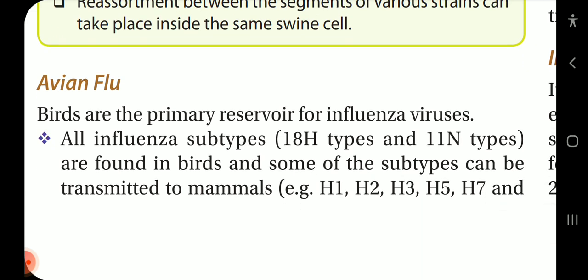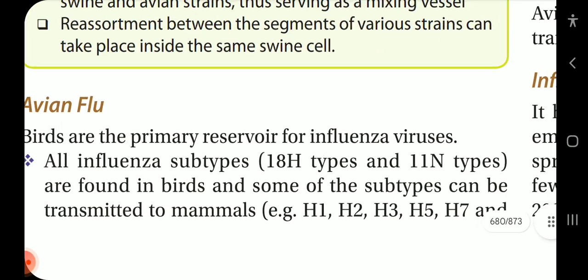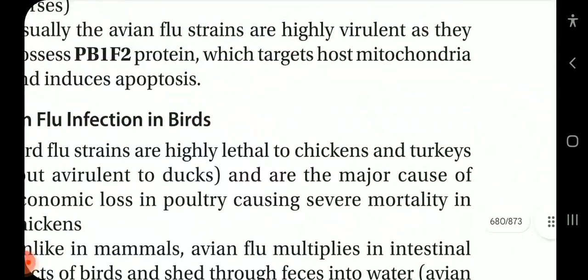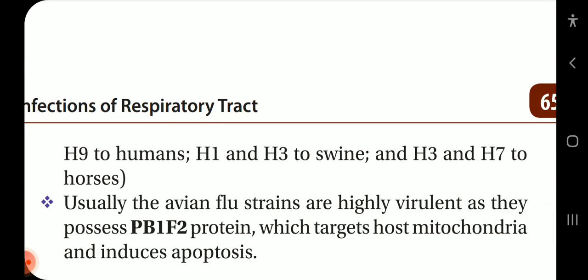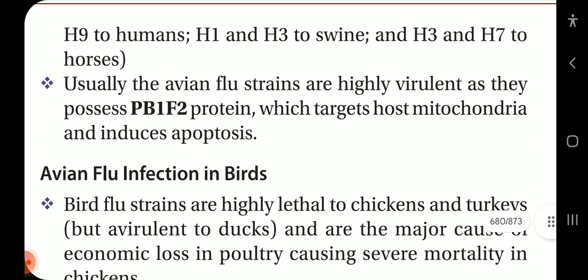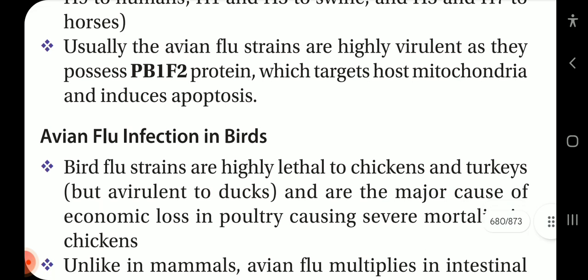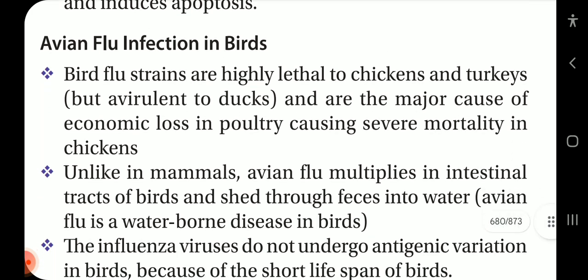Avian flu. Birds are the primary reservoir of influenza virus. All influenza subtypes, 18 H and 11 N, are found in birds, and some of the subtypes can be transmitted to mammals: H1, 2, 3, 5, 7, and 9 to humans, H1 and H3 to swine, and H3 and H7 to horses. Usually, the avian flu strains are highly virulent as they possess PB1F2 protein, which targets mitochondria and induces apoptosis.